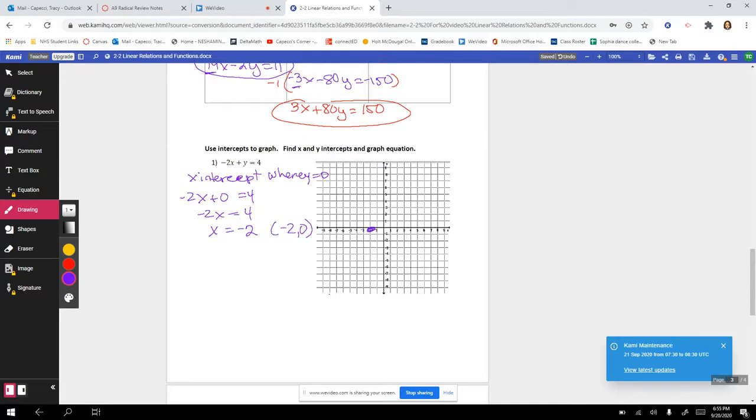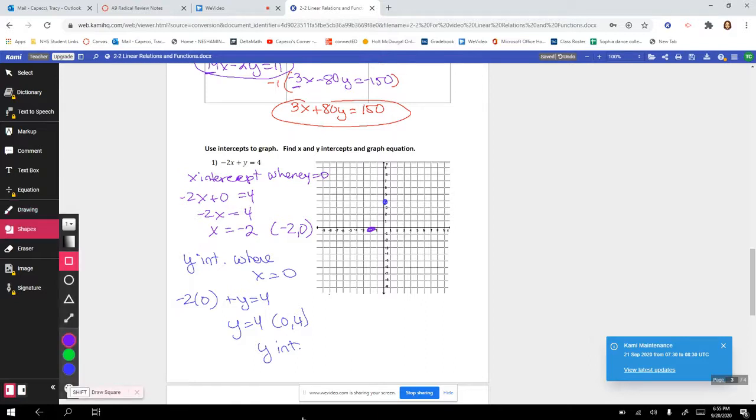And I'll do the same thing with my y value. Let's do that in blue. So my y-intercept, which I'm trying to find now, is where x is equal to 0. So I'll go back to my original equation. Everywhere I see an x, I'm going to put a 0. Plus y is equal to 4. So y is equal to 4. So 0, 4 is going to be my y-intercept. So there's my 4 there. Now from here, I just have to graph it.